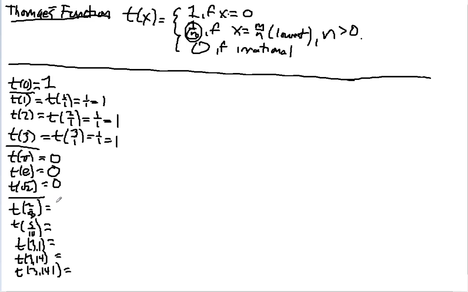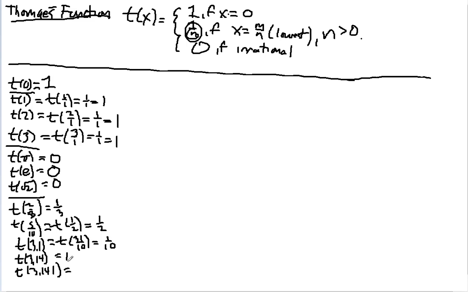T of 2/3 is going to equal 1/3, because it basically says ignore the numerator and just do 1 over the positive denominator. T of 5/10, oh, wait, we have to reduce 5/10. That's 1/2, so T of 5/10 equals 1/2. T of 3.1 is T of 31/10. That's reduced, so that gives me 1/10.